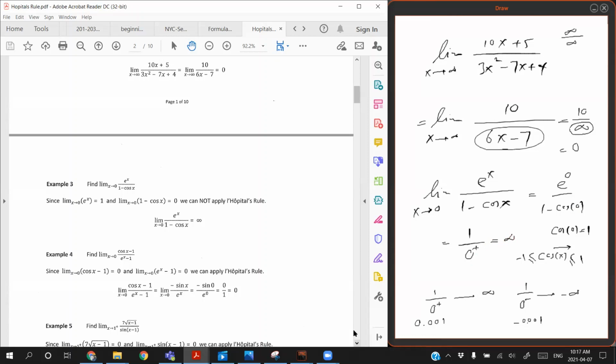So the reason this example is here is only to remind you that you're not supposed to use L'Hopital's rule right away without checking for the type of indefinite form that you have. Is it 0 over 0? Then use L'Hopital's rule. Is it infinity over infinity? Then use it. But if it's not 0 over 0 or infinity over infinity, then you cannot use it. You have to use another method. Are we good?